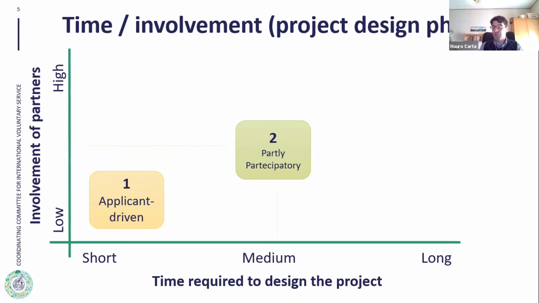And then, of course, you have also the last model that is fully participatory. It requires much more time because you have to bring all the potential partners together at the same table. But what is the advantage? The involvement of the partners is very high. So this means that also the potential results in terms of impact of the project are much higher.